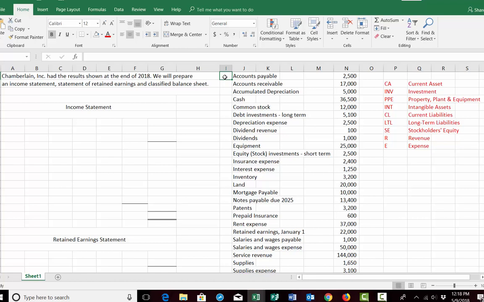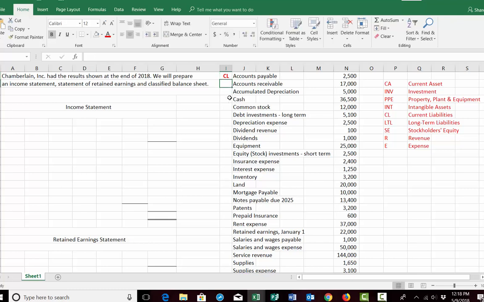Okay, so accounts payable is a current liability. Hopefully you remember that. Accounts payable is going to be paid within 30 days. Recall that a current liability is a liability that we plan to pay within 1 year or the operating cycle, whichever is longer. Okay, let's do accounts receivable and then I'll let you continue on.